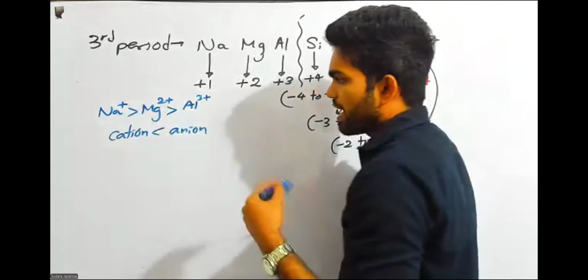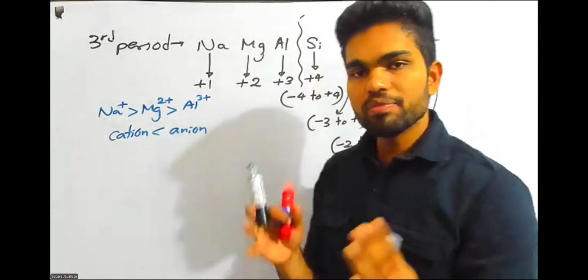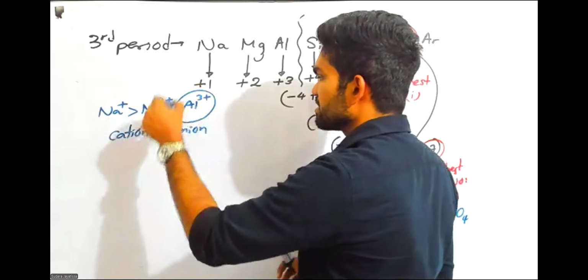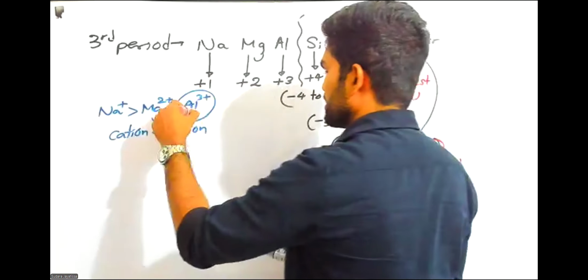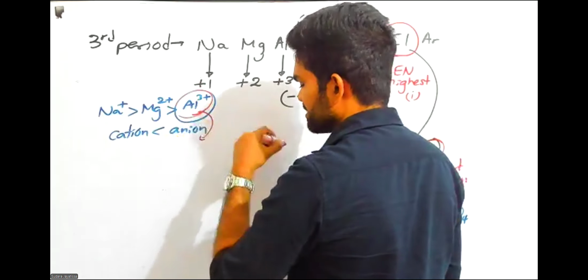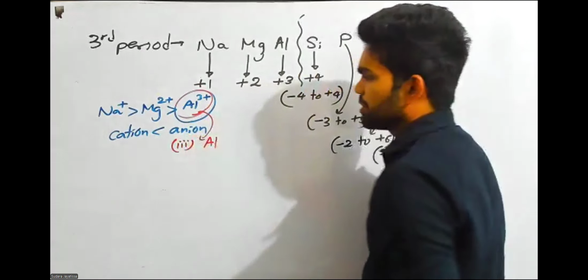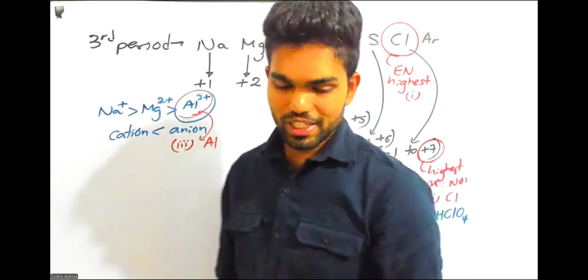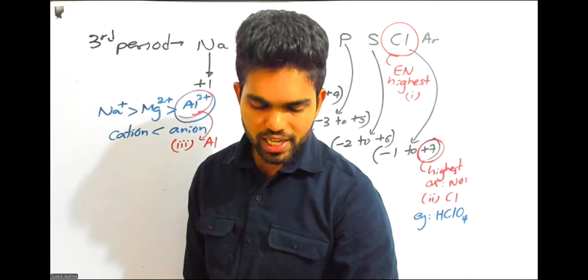As the nuclear charge increases, their radii become smaller. So the one with the smallest ionic radius is Al3 plus. But when you are writing the answer, what you have to write is Al, because you need to write the element symbol, not the compound, not the ion. Don't write Al3 plus, you will have no marks.